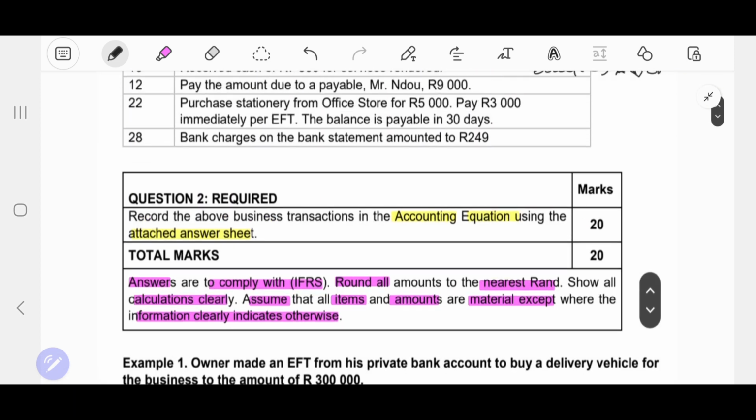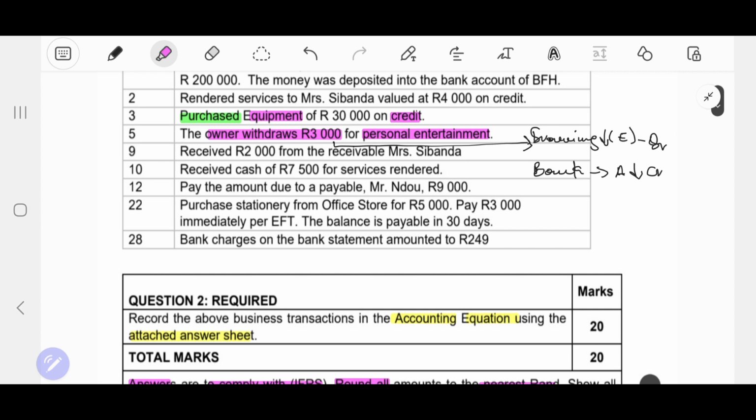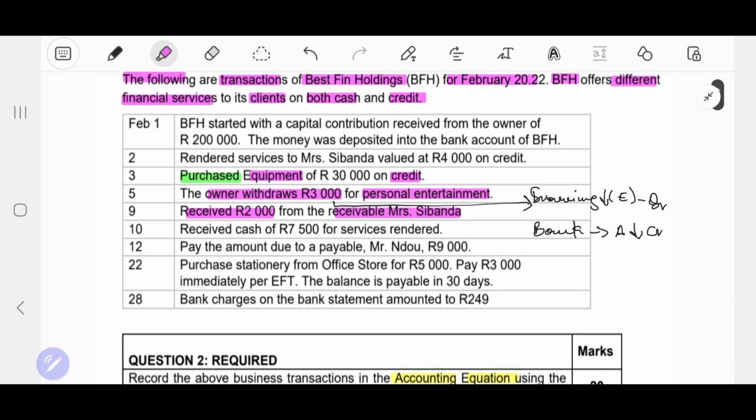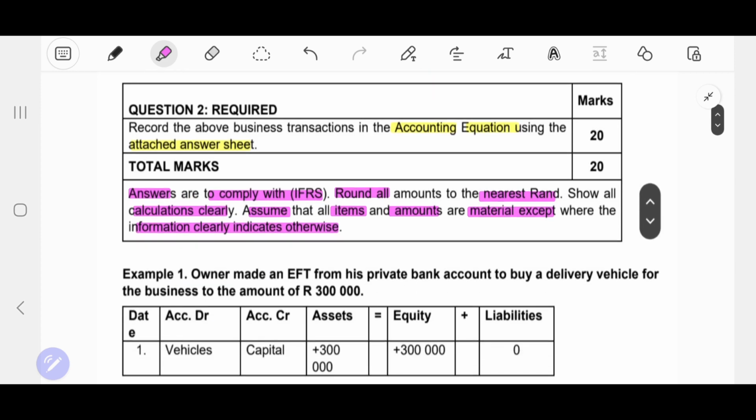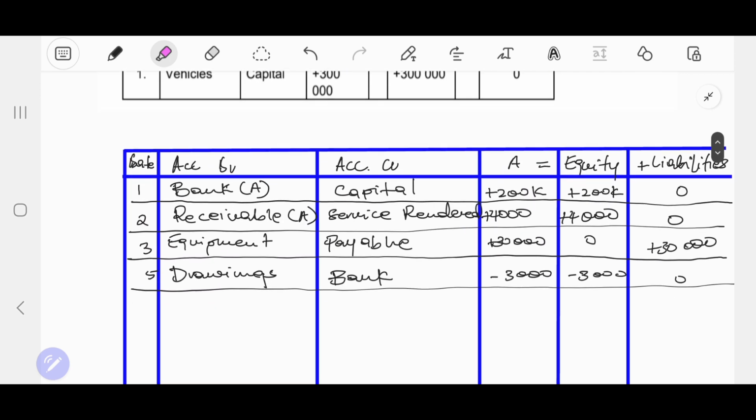Then the next one. On the next transaction, we are told that we received 2,000 from a receivable, Mrs. Sibanda. Remember, initially we had sold to Mrs. Sibanda on the 2nd of February. We had sold goods, or rendered services, to Mrs. Sibanda worth 4,000, and now Mrs. Sibanda is paying us. So when she's paying, what's going to happen? She's paying, that means automatically we are getting money. So bank is affected. But what is she paying? She's paying to reduce her debt that is already there. This is her debt.